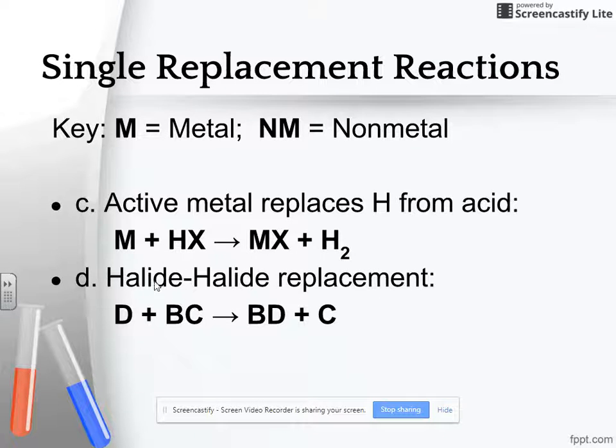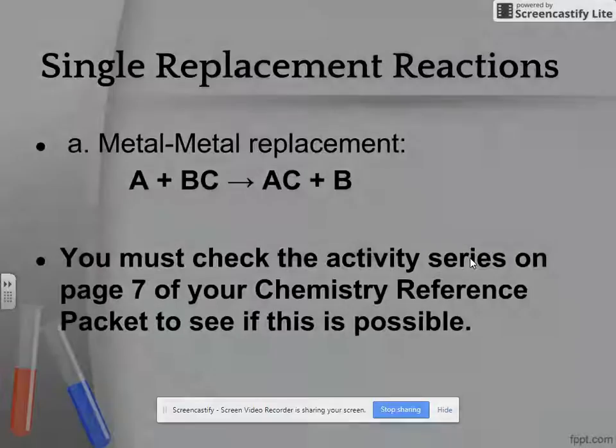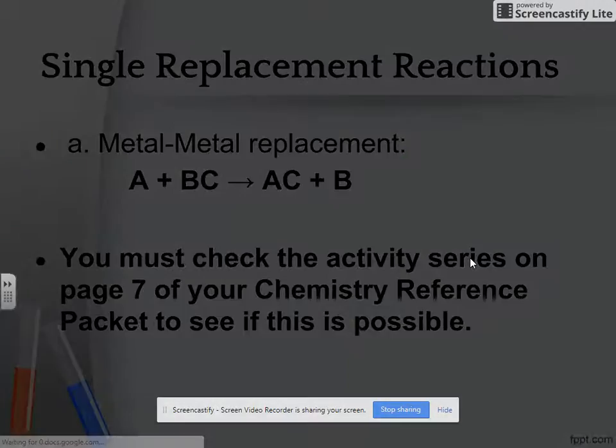And then last but not least, you have a halogen replacing a halogen. You'll have something like chlorine or fluorine or bromine or iodine here, and it will replace another halogen over here. So you'll end up with that halogen that got kicked out by itself. Don't forget Brinkelhoff, and a new compound with the other halogen that came in.